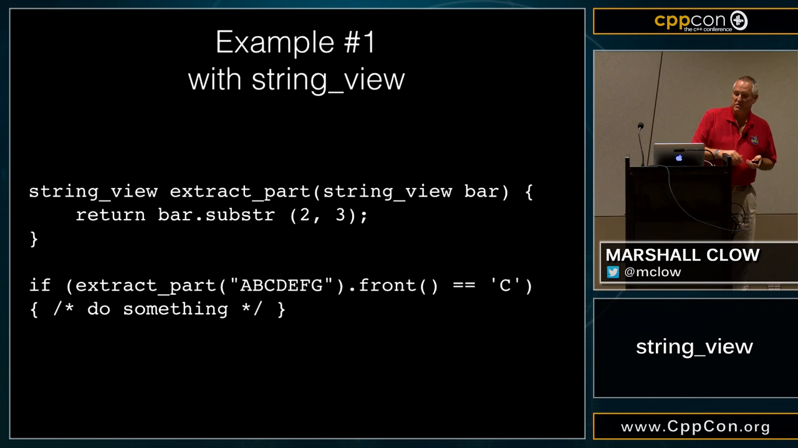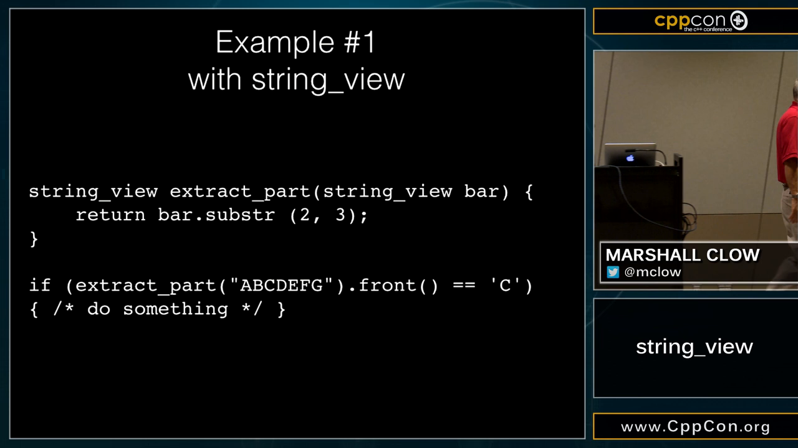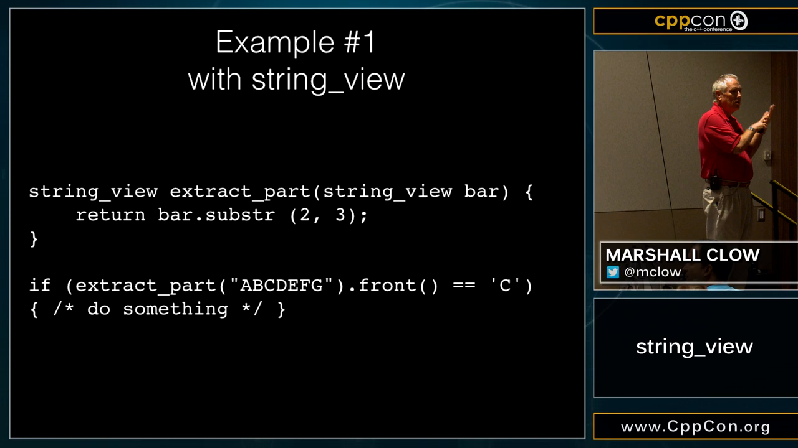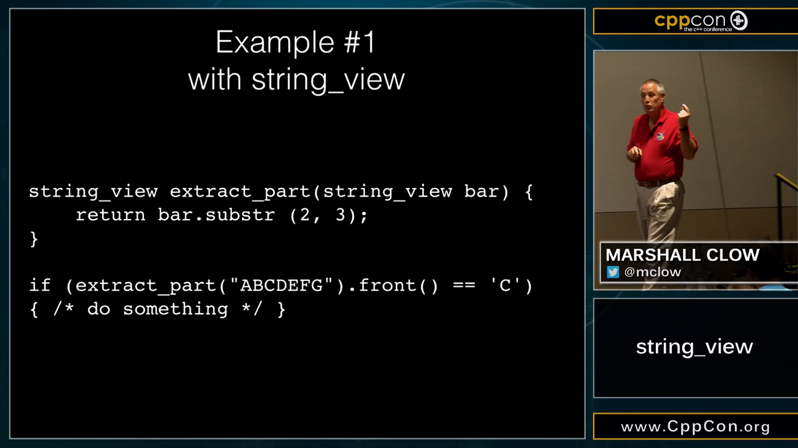This is the kind of thing where string view shines. If you have something that takes a const std string ref, you can replace it with a string view when your function doesn't make a copy of the string or hang on to a reference to the string, because then you have lifetime issues, right? Or stash it in some kind of long-lived data structure. And you don't need to write to the underlying string, hence the const.